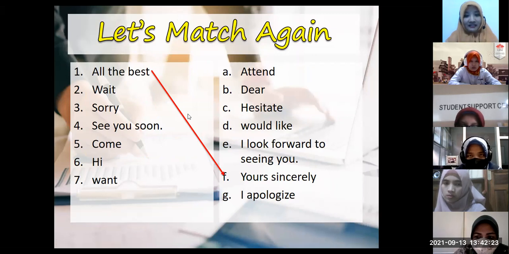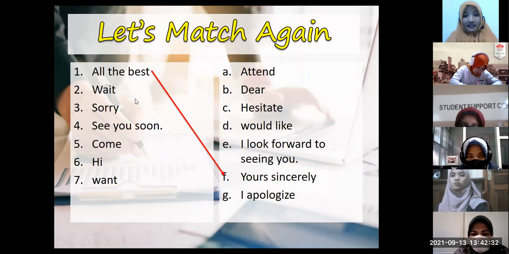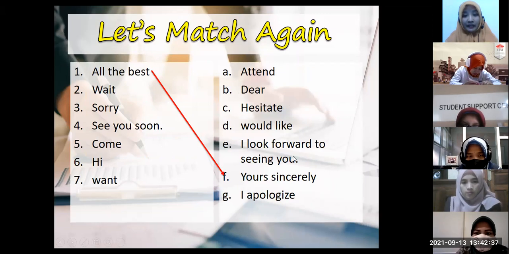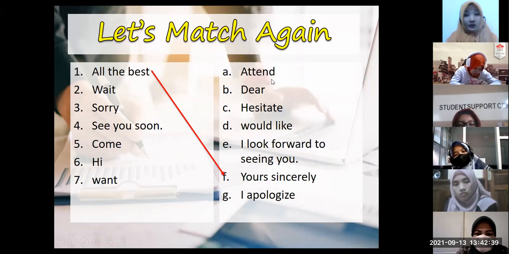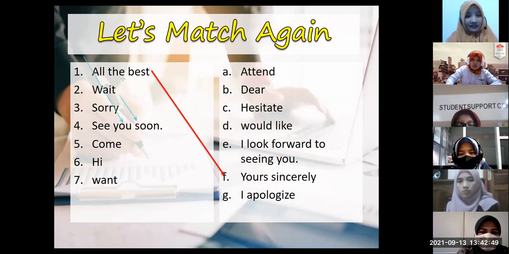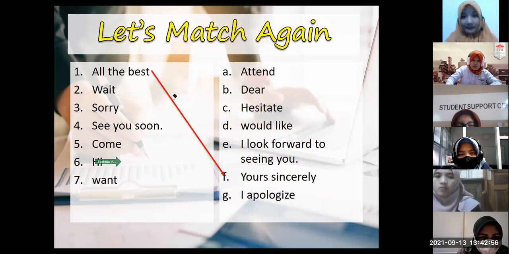All the best is the same. So this is the less formal one. All the best is the same as yours sincerely. And then how about wait, sorry, see you soon, come, hi, and one? Which one is the formal one? Okay, so you can use your annotation here. Yours sincerely, like this. Can you use this? Can you try to use it? Okay, Michelle, that's good.